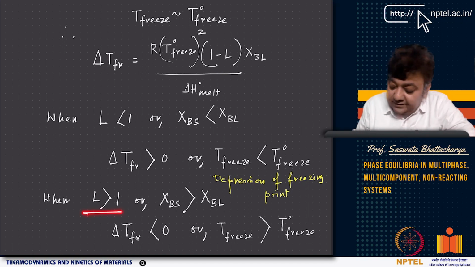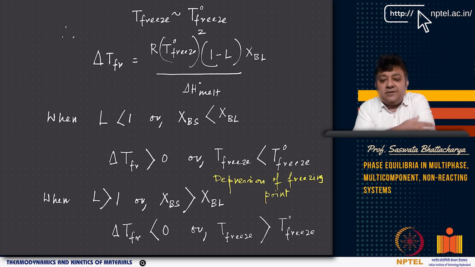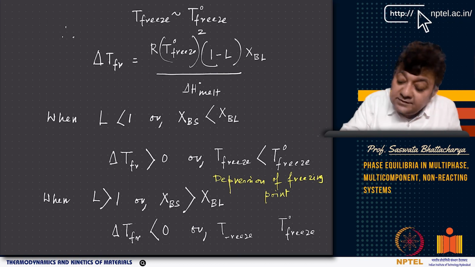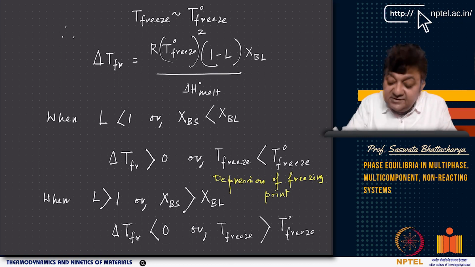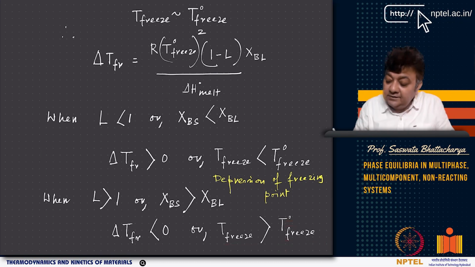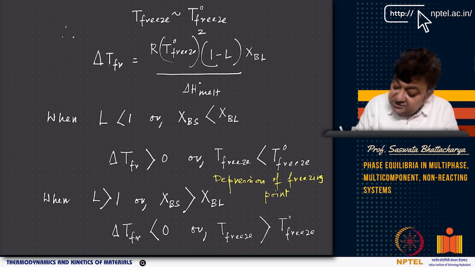However, when L is greater than 1, XBS is greater than XBL. The partitioning is such that the amount of B in the solid state is more than that in the liquid state. It's generally not really common, but it may happen. In such a case, delta T freezing will be less than 0, or T freeze, basically the freezing point of the solution, will be greater than the freezing point of pure A, right? So T0 freeze is that of pure A or pure solvent. So you are telling the freezing point of solution is now elevated, so this basically leads to elevation of freezing point.